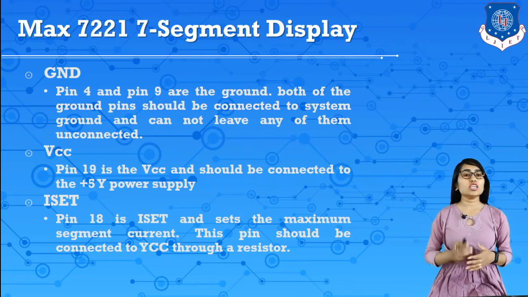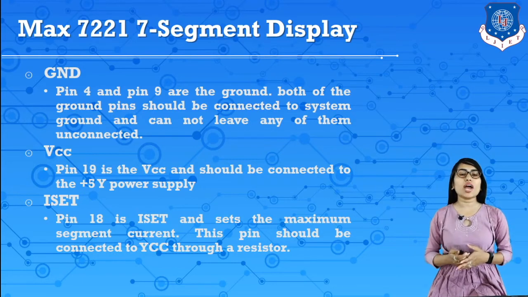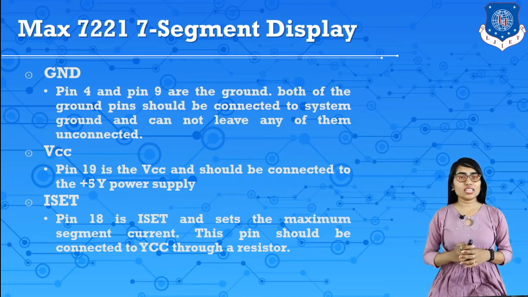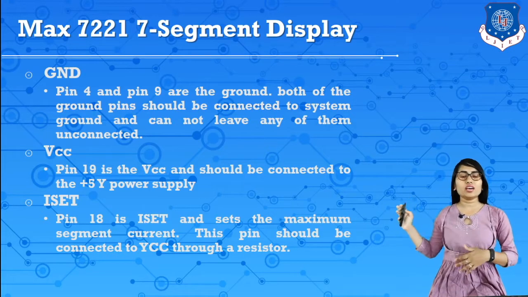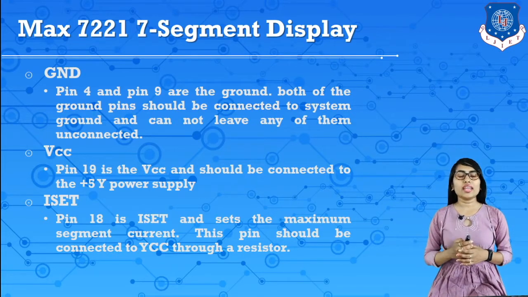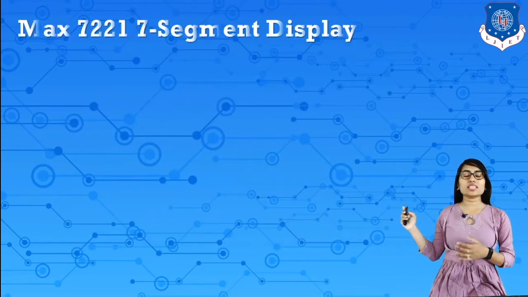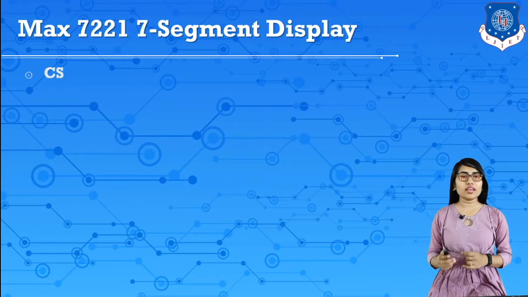Then VCC: pin 19 is VCC and should be connected to a plus 5 volt power supply. Then ISET: this pin 18 is ISET, which sets the maximum segment current. This pin should be connected to VCC through a resistor. So this pin is basically connected to VCC for the segment current.